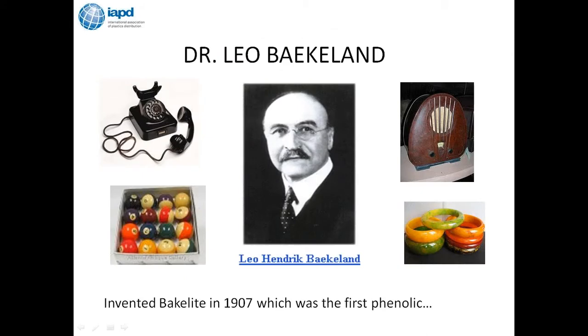Phenolic materials were started back in 1907 by Leo Baekeland. He invented a material called Bakelite, and some of the earliest uses for it included billiard balls, which actually saved the elephants back in the early 1900s. And then you'll also see it in telephones, radios, and then on the bottom right-hand corner here, some jewelry. If you ever run across this Bakelite jewelry, it is definitely worth some money, so don't turn it away.